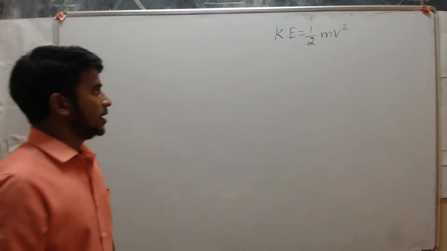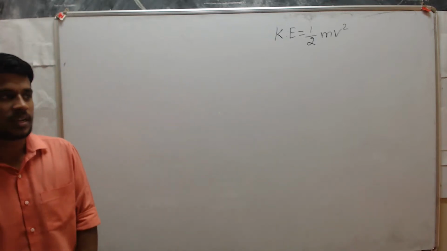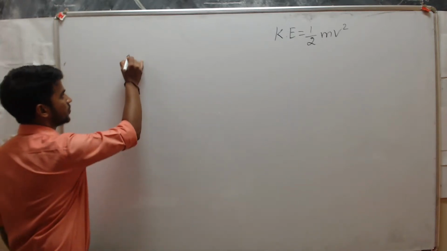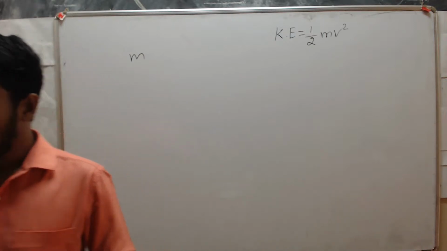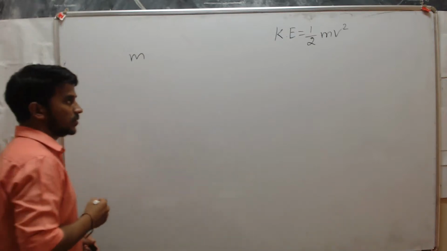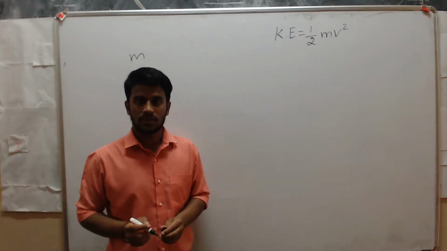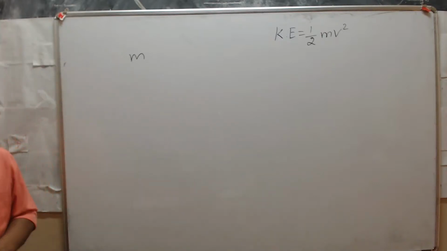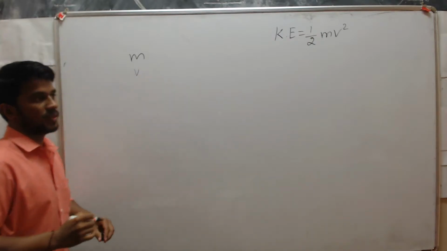See here, we need mass and velocity, right? So consider one object, its mass as m. And we need velocity, because when the object is in motion, only then can we calculate the velocity, right? So consider an object, its mass as m, and it is moving with velocity v.